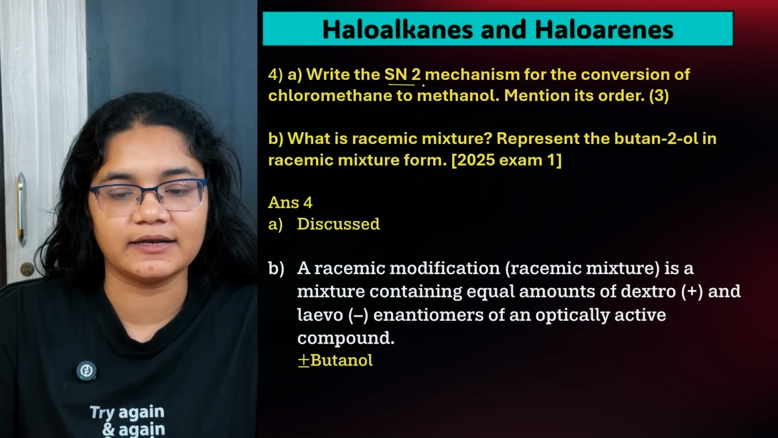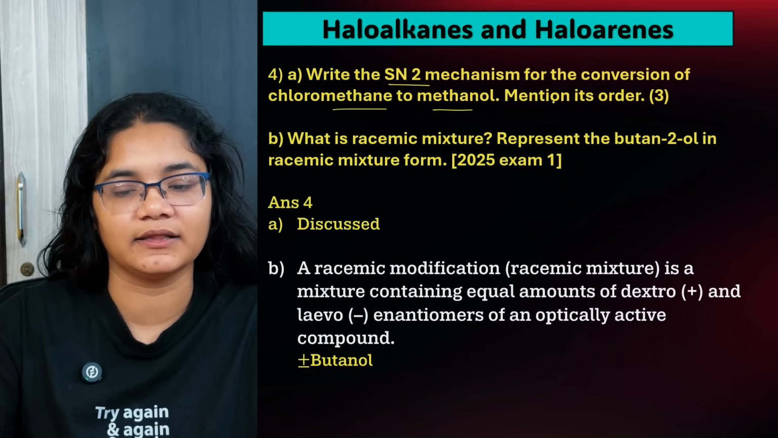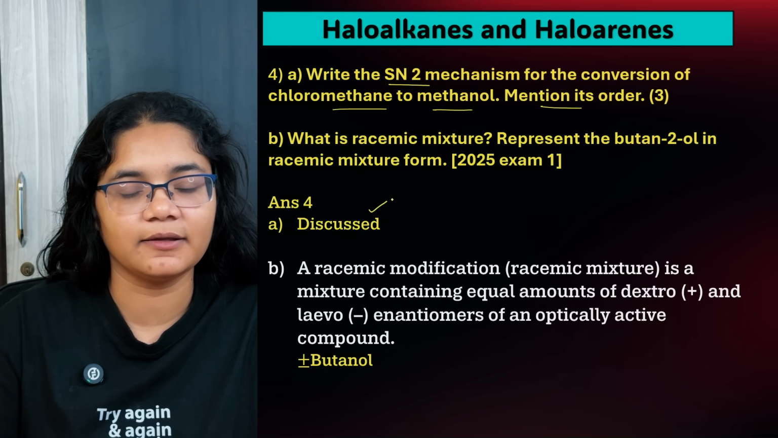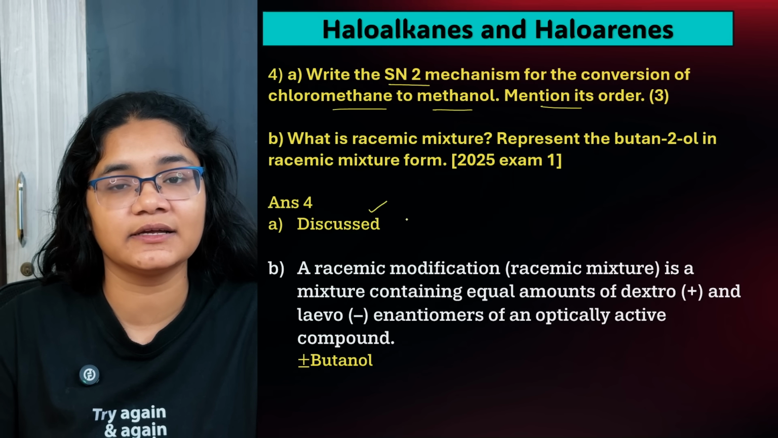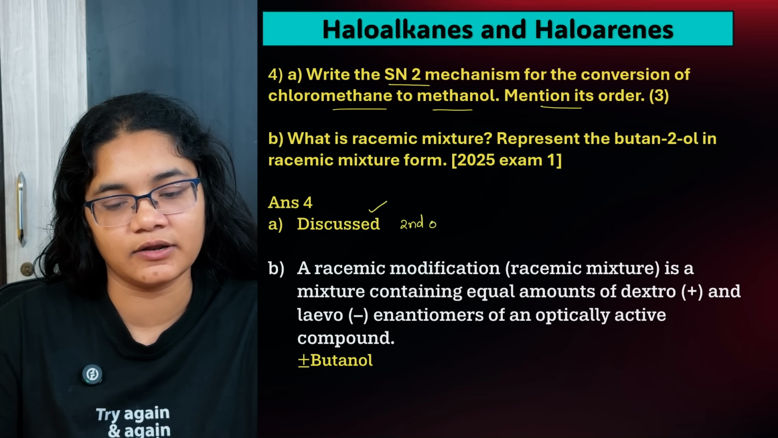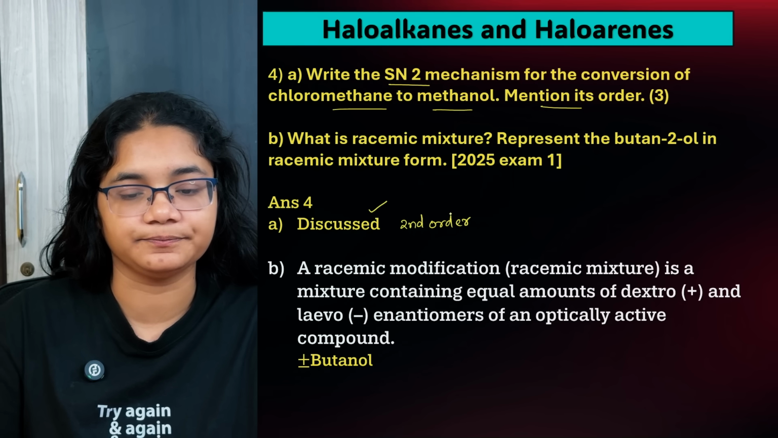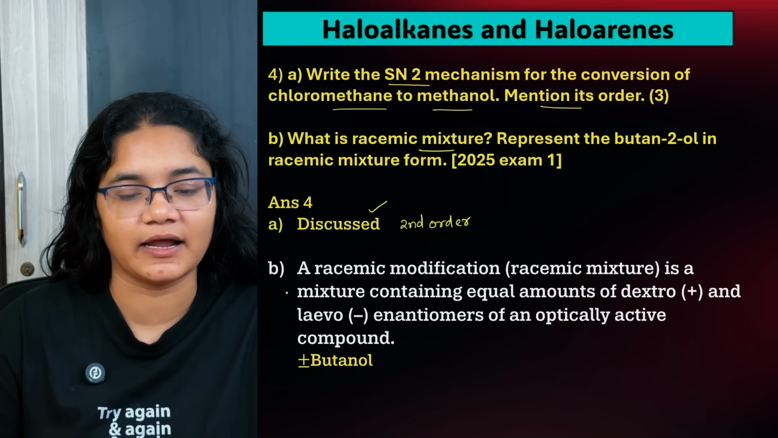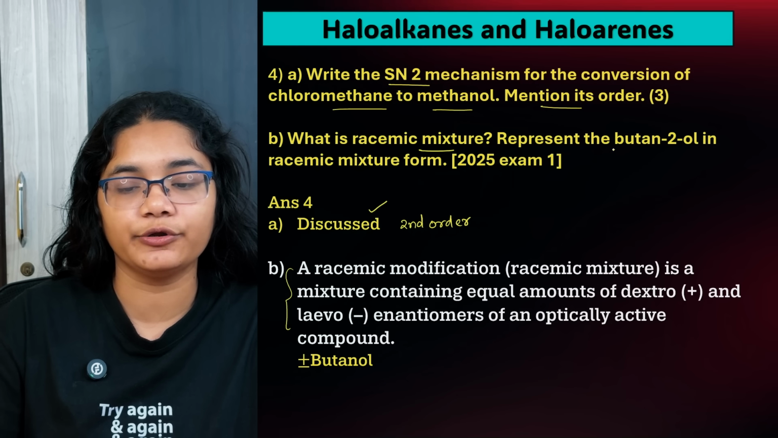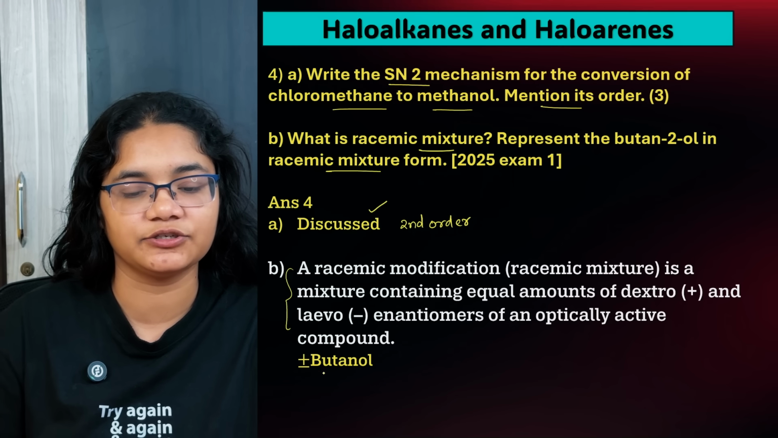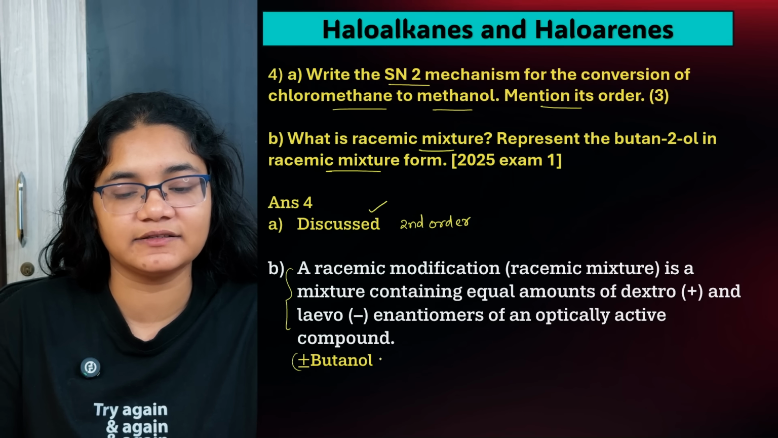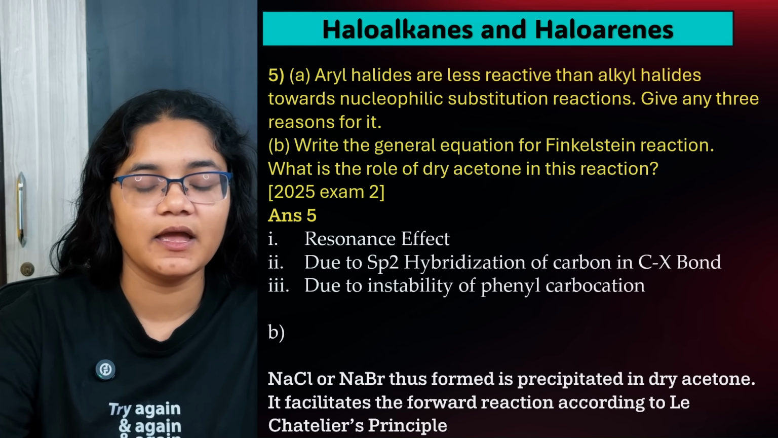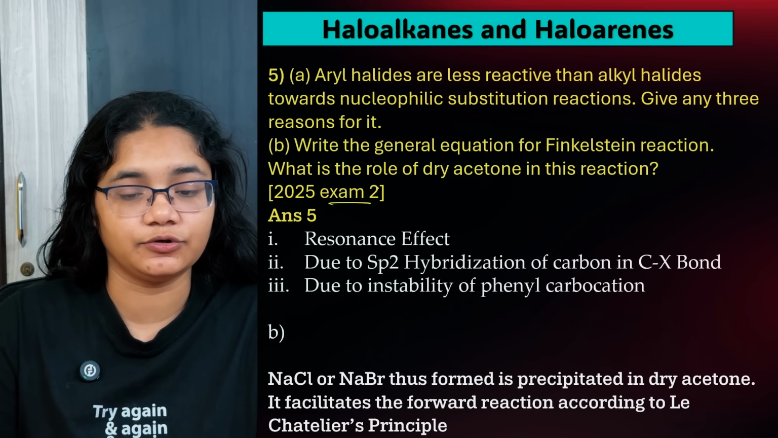Write the SN2 mechanism for the conversion of chloromethane to methanol. Mention its order. The mechanism already carries 2 marks, and if you write its order, it is a second order reaction. Next, what is a racemic mixture? That we have already discussed. And how do you represent butan-2-ol in a racemic mixture? Because both the enantiomers are present, you will write plus-minus butan-2-ol. Next, we will see the 2025 examination 2 question.